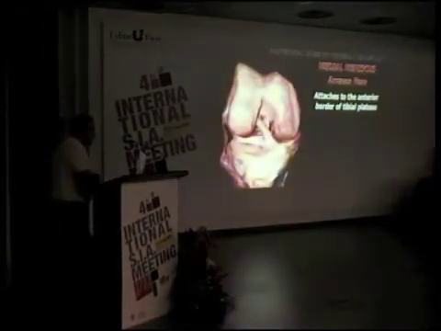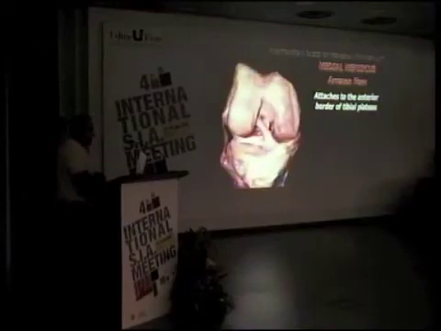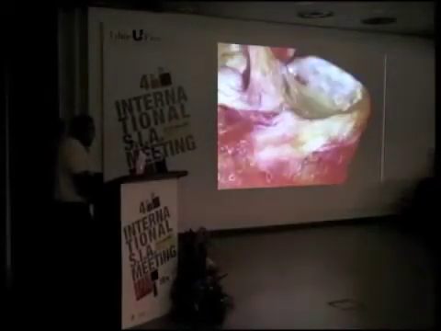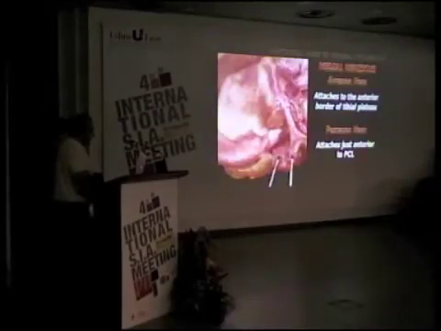In reference to the medial meniscus, the anterior horn is attached to the anterior border of the tibial plateau. It falls down over the tibial plateau. And the posterior horn attaches just anterior to the PCL. This is the posterior horn, just anterior to the PCL, separated by a bursa.